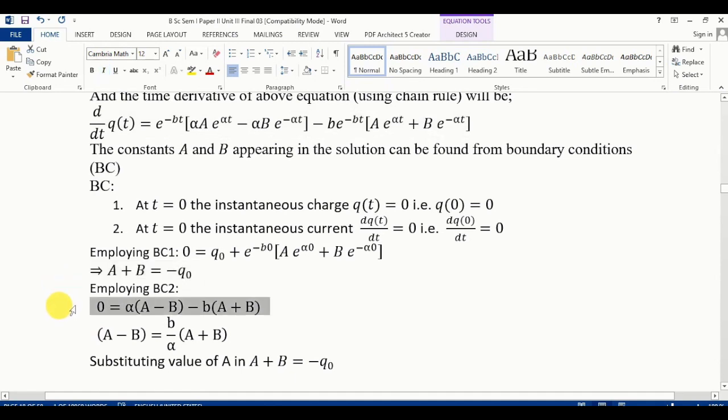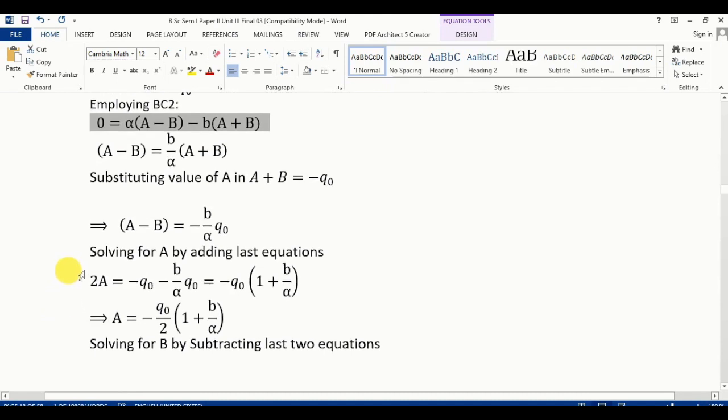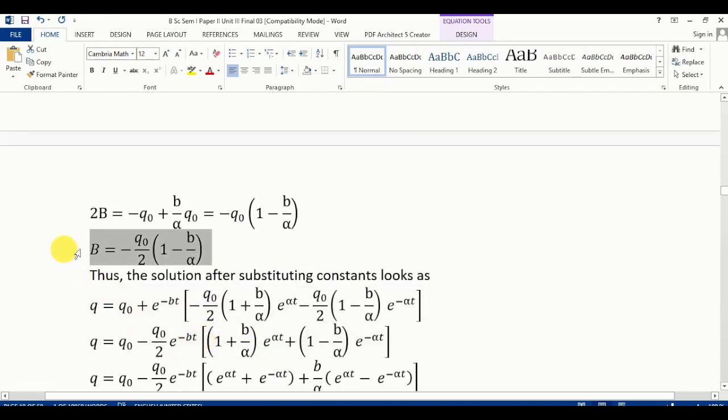Now here we are interested in finding what A and B are. So we have two equations to be solved for two constants. I won't get into fine details. You can very well do the substitutions and some mathematical processing, and you can obtain A is equal to minus q0 by 2 into 1 plus b upon alpha, and similarly B is equal to minus q0 by 2 into 1 minus b upon alpha.